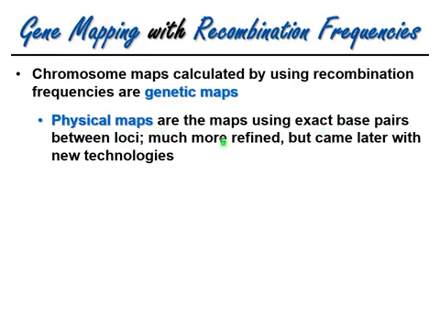They came much later with newer technology. It's a completely different map. Okay? It's not the same. And so if you run into a question that compares the two, you want to choose the answer that says that they are 2 different maps that measure different things. So physical maps actually measure the base pairs, the number of base pairs between genes, right? Whereas genetic maps give you relative recombination frequencies. They measure recombination frequencies.